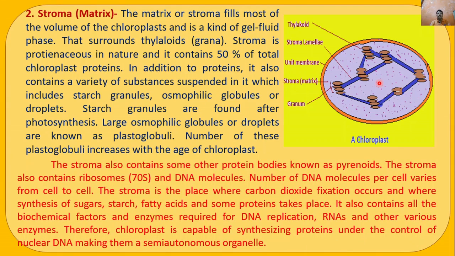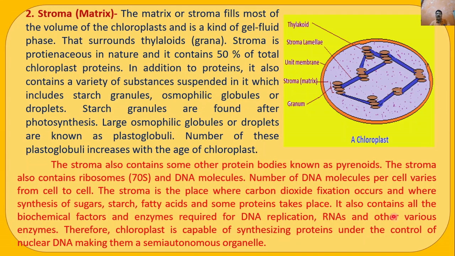Now the stroma also contains some other protein bodies known as pyrenoids. So sometimes this stroma also contains some protein bodies known as pyrenoids. The stroma also contains ribosomes. We know that these are 70S ribosomes, which are similar to prokaryotic cells, and it also contains DNA molecules. The number of DNA molecules per cell varies from cell to cell. The stroma is the place where carbon dioxide fixation occurs and where synthesis of sugar, starch, fatty acids and some proteins takes place.